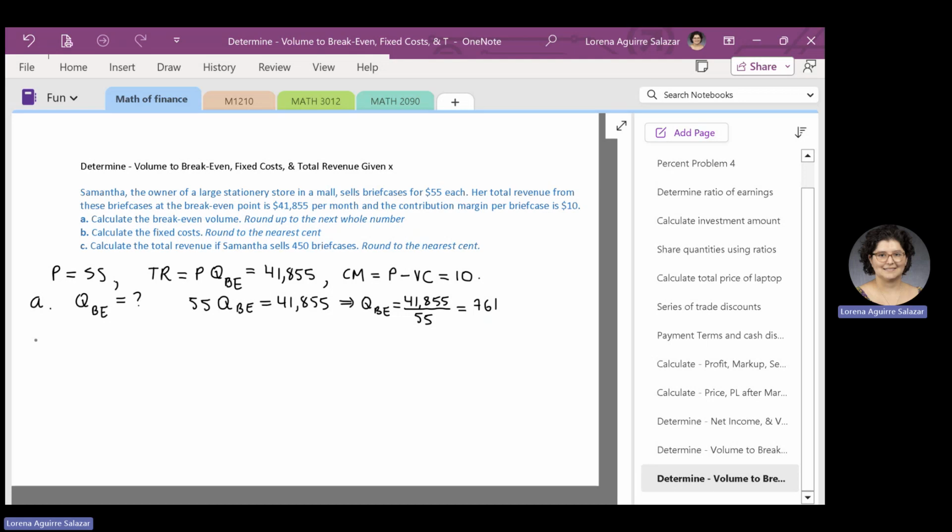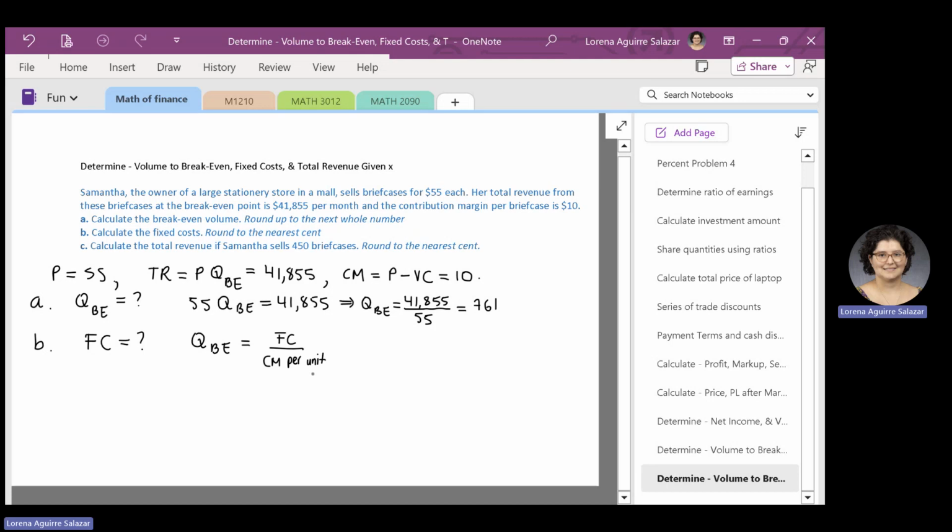Now let's move on to part B. We want to calculate the fixed costs. To calculate the fixed costs, it's useful to remember a formula for the break-even point in units. The break-even point in units is given by the fixed costs divided by the CM per unit. We have this formula right here that is very useful.